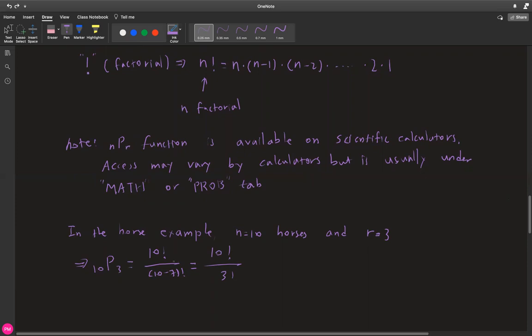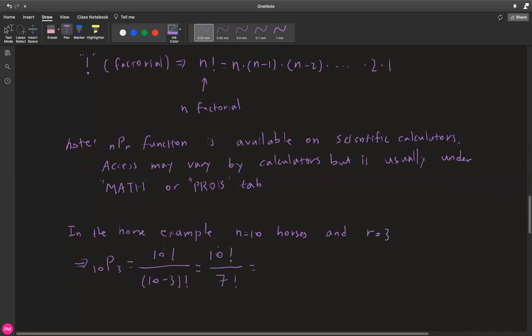No, sorry, why 7? Let me redo this. So 10 permutation 3 is given by 10 factorial divided by 10 minus 3 factorial. I don't know why I wrote 7. Simply, let's leave the top as 10 factorial, and calculate the bottom. 10 minus 3 is 7, so it's 7 factorial.